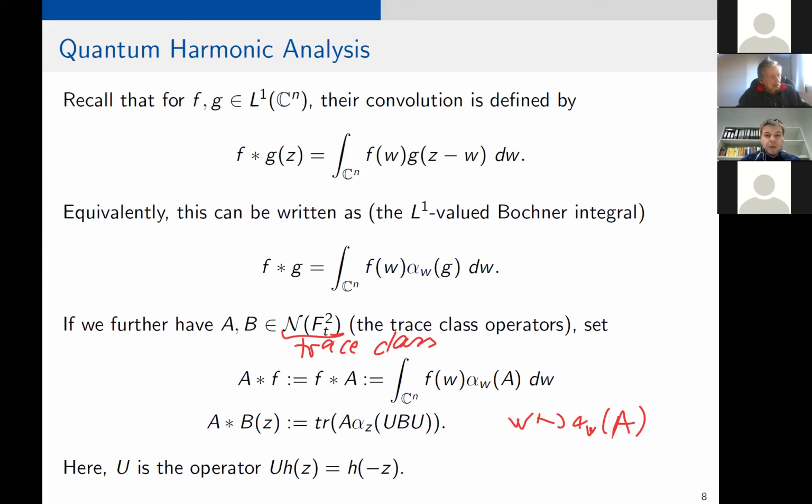And we can also define the convolution of two trace class operators. This is a function from Cn to C, and the convolution of A and B at point Z is defined as the trace class trace of A alpha Z of UBU.